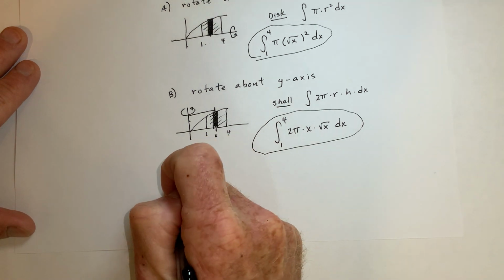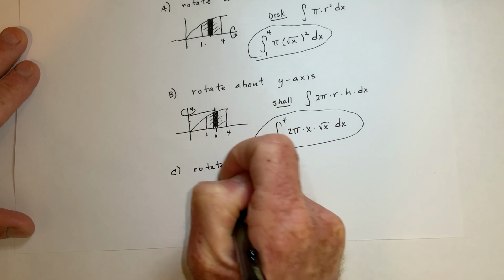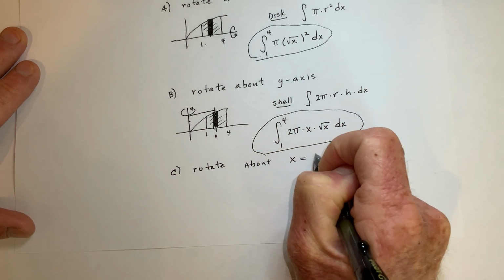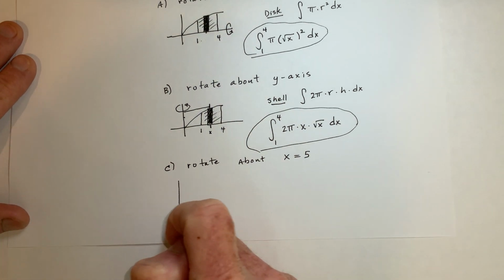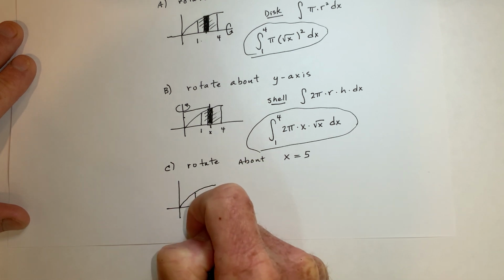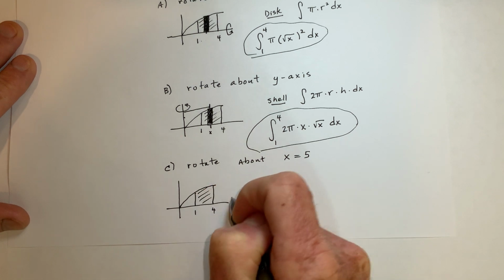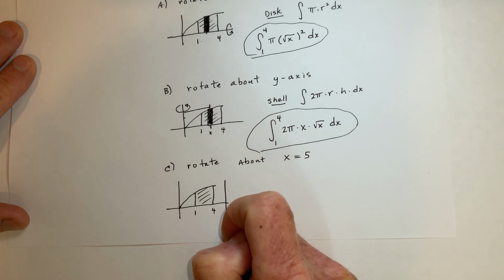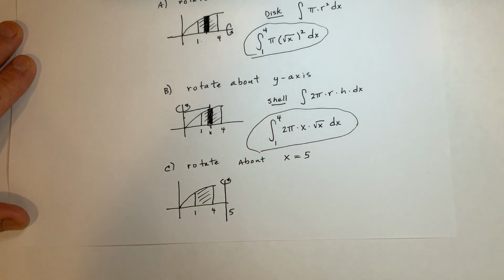And then how about part C, rotate about x equals 5. So the same shape. This goes from 1 to 4. This is the shaded region. And then x equals 5 is this vertical line right here. So rotate about that vertical line.